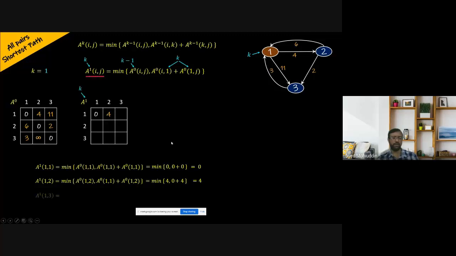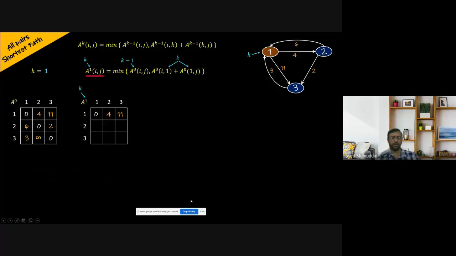Then what we have is from i 1 to j 3. So this will be the equation, A of 0 of 1 comma 3 and A of 0 of 1 comma 1 plus A of 0 of 1 comma 3. So 1 comma 3 is nothing but 11 at this place, you can see, and then 1 comma 1 is 0 plus 1 comma 3 is 11. So minimum is 11 itself. Then we need to find 2 comma 1. i will be 2, j will be 1.